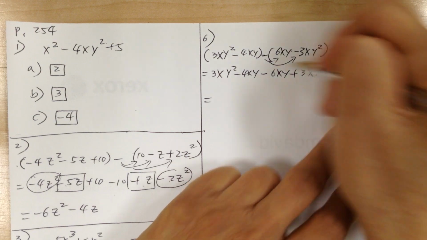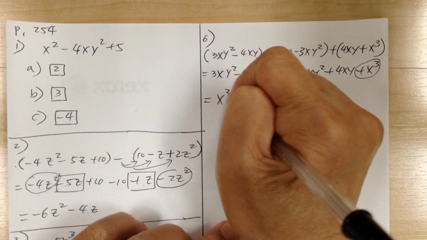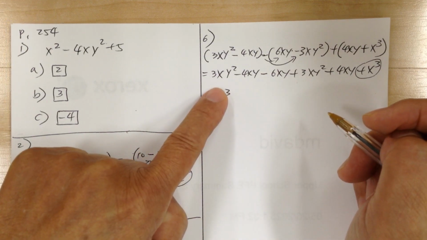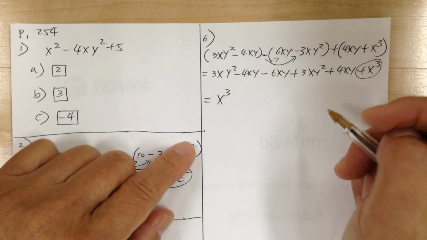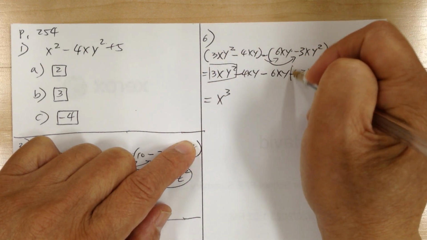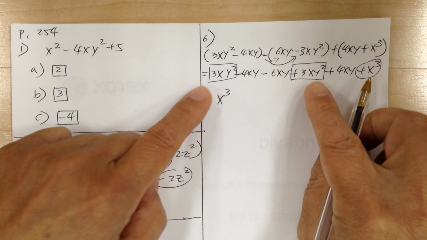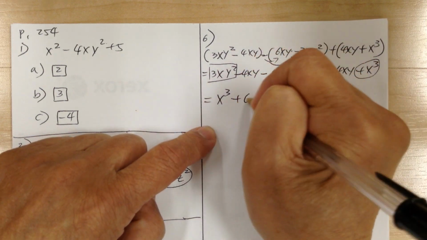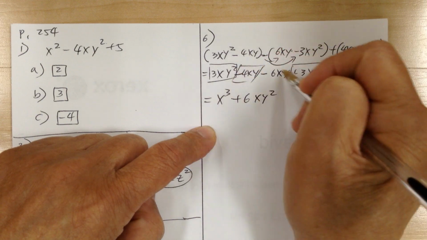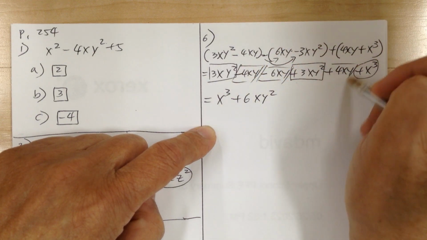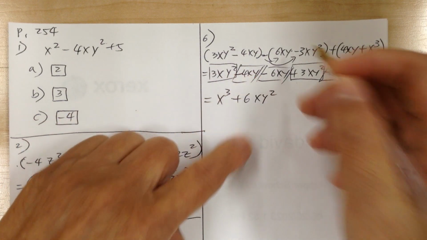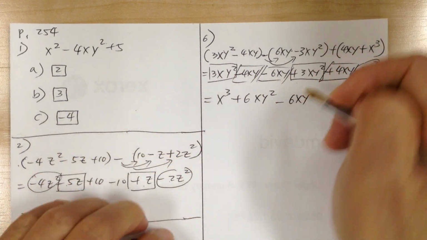So this one doesn't have anything to combine, so it'll be x cubed. Then you do the x squared. Do you have any x squareds? No. So let's do the xy squared. So 3 plus 3 gives me 6xy squared. Then after that, you do the xy term. So these two will cancel out. So the only one left would be this one, so it would be minus 6xy.